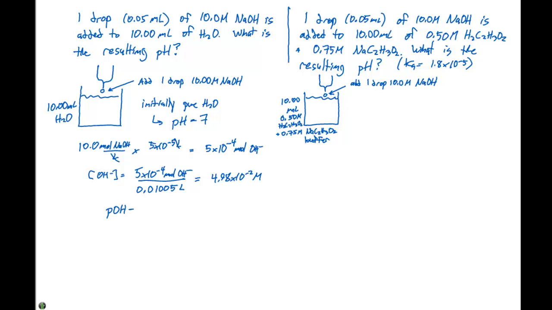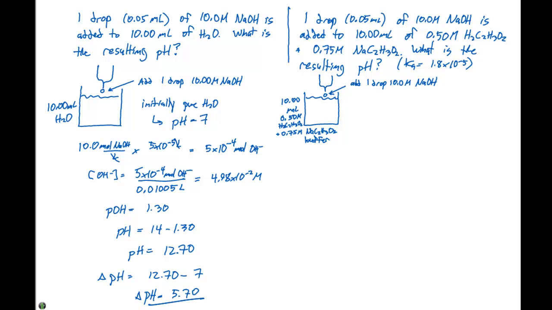So our pOH is going to be the negative log of that, which is 1.30, and our pH is going to equal 14 minus 1.30, or the pH is going to be 12.70. So our change in pH is going to equal our final value, which is 12.70, minus the initial value of 7. So we're going to see a change in pH equaling 5.70 pH units. Okay, that's by just adding one drop of 10 molar sodium hydroxide to water.